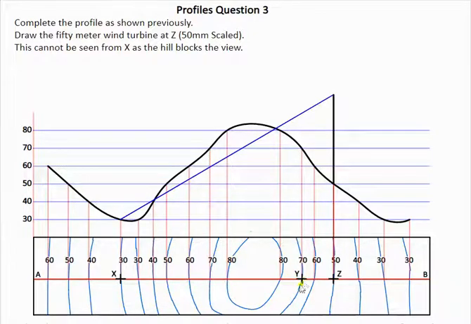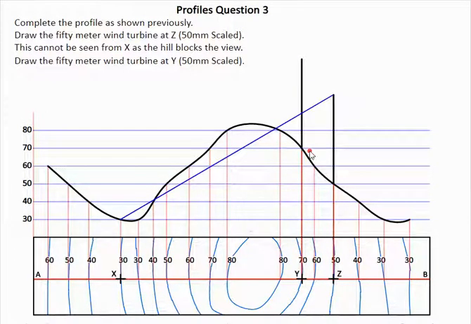Now, next one here is if we look at Y, we do the same process from Y, draw from Y up 50 meters, and what you'll notice is this windmill, however, will be seen. So if we draw a sight line from X to touching the side of the hill here, we'll see the top tip of the actual windmill here.